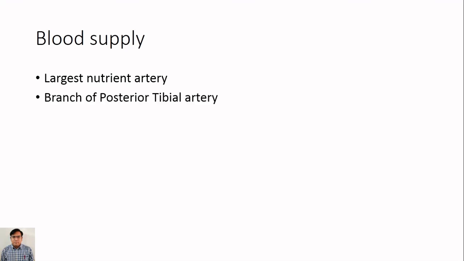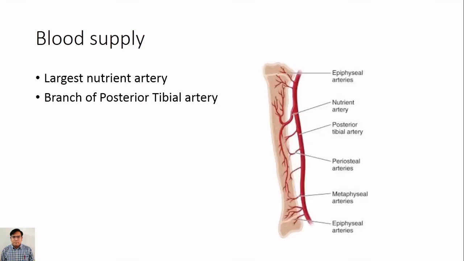Now the blood supply. The nutrient artery supplying the tibia is the largest in the body, and it is a branch of the posterior tibial artery. So this artery is the posterior tibial artery, which gives the largest nutrient artery.